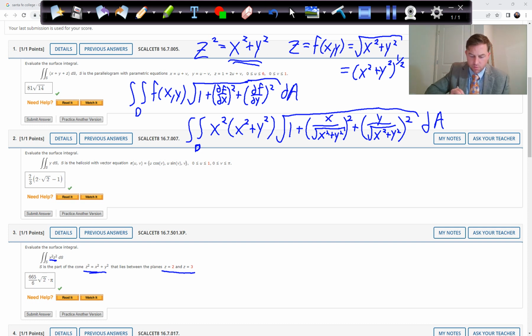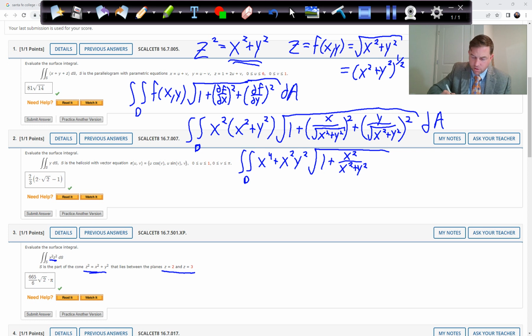Now this is going to be x to the 4th plus x squared y squared. Now this is kind of interesting. What we get here is 1 plus, square top and bottom. You're going to get x squared on top and x squared plus y squared on the bottom. The square root symbol goes away. On this one you get y squared on top and x squared plus y squared on the bottom. The square root went away.